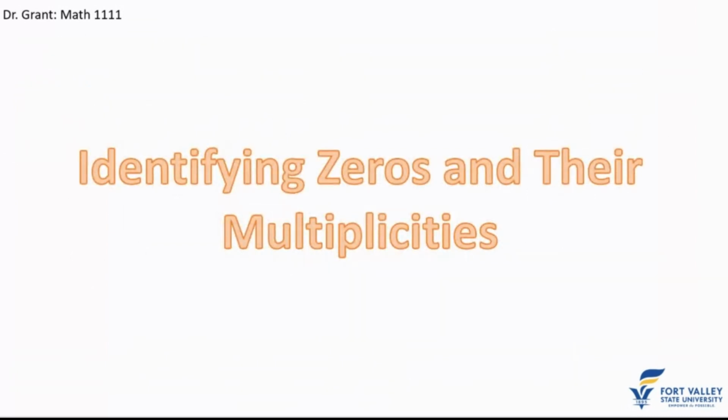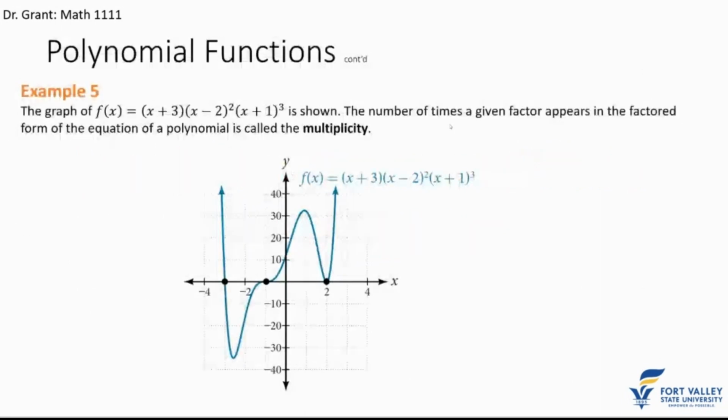All right, so now we need to look at zeros and their multiplicity. So I may have gone a little bit ahead of myself when we talked about multiplicity. So let's look at it right now then. What do we mean by multiplicity? So I'm going to use a graph to kind of explain. All right, so here we have the graph of f of x equals x plus 3 times x minus 2 squared times x plus 1 cubed. The number of times a given factor appears is called its multiplicity.